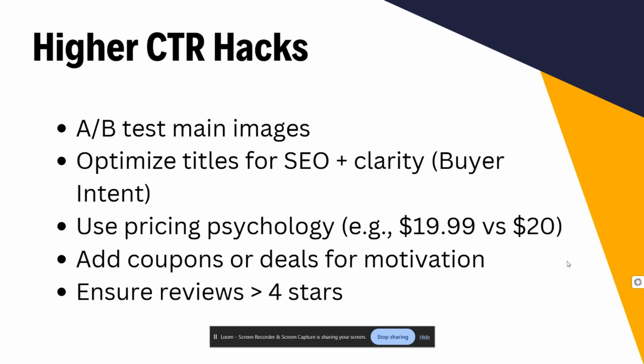And you can do this for many elements. Right now, of course, we're just talking about click-through rate, but you can do it for the main image, other images, bullet points, A plus, several elements. The second thing is optimizing titles for SEO and clarity, right?